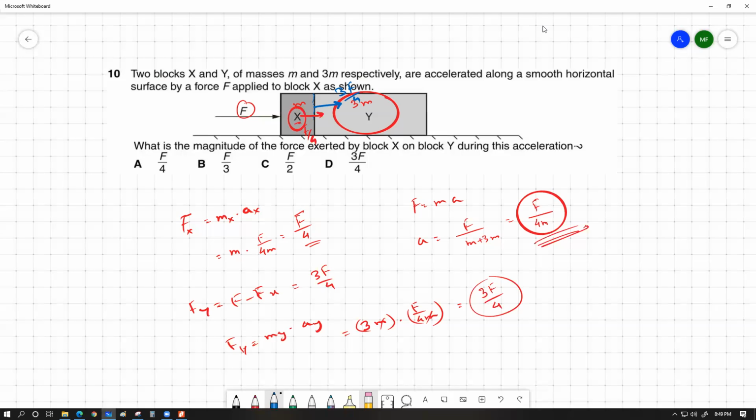Object x pushes object y by 3F by 4 force, which is obviously the forward force for object y, and by Newton's third law, object y also pushes object x back with the same amount of force. So the resultant force on object x would be F by 4, because if I draw the free body figure for object x, it would look like this: F force from this side and 3F by 4 from this side. So the resultant would be F by 4 working to the right. That is for object x. As for object y, the resultant force is only towards the right, 3F by 4. That's it.